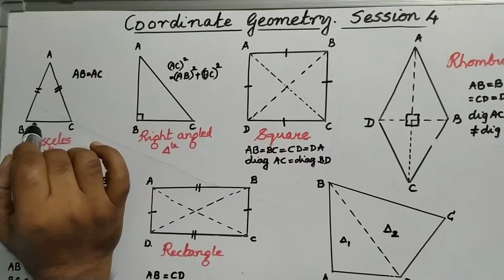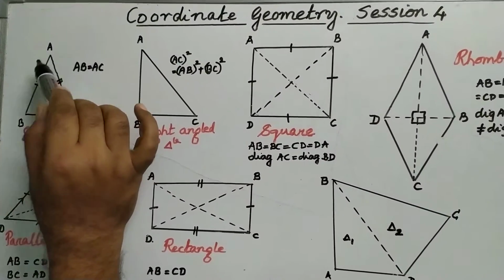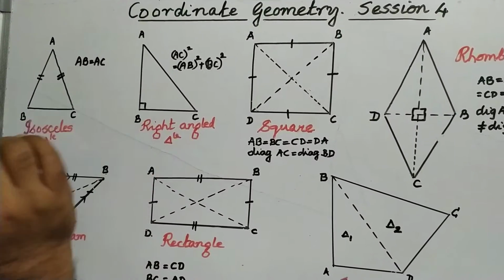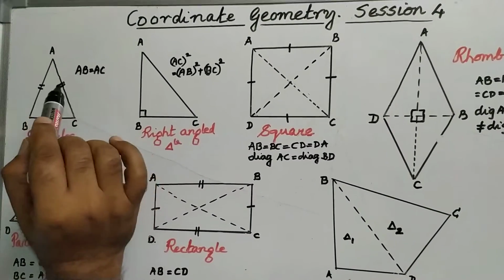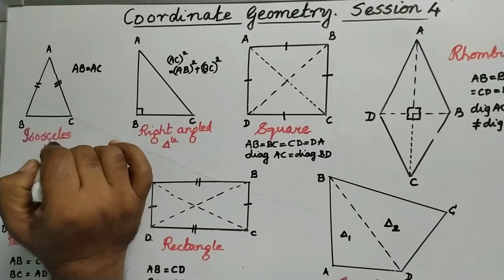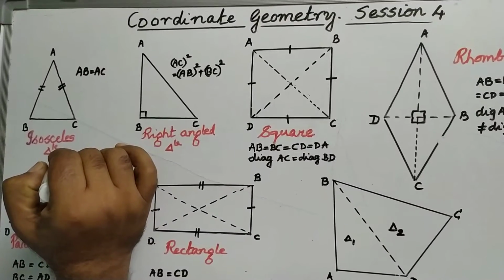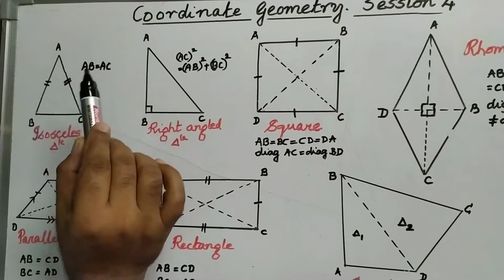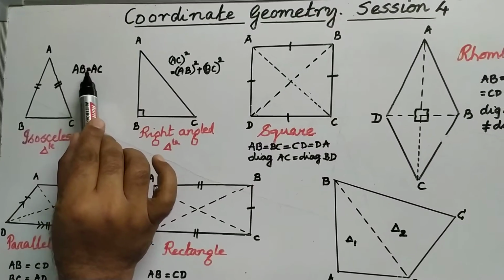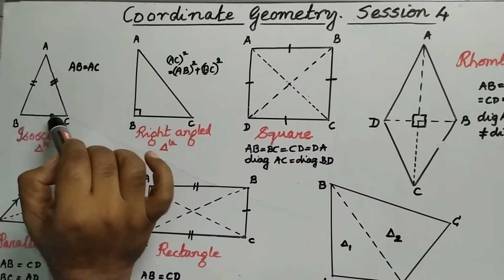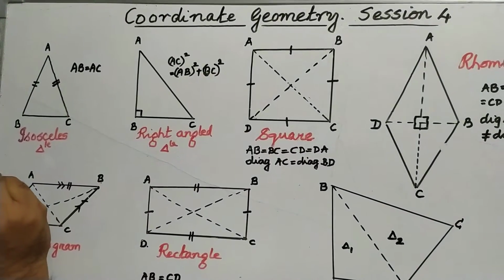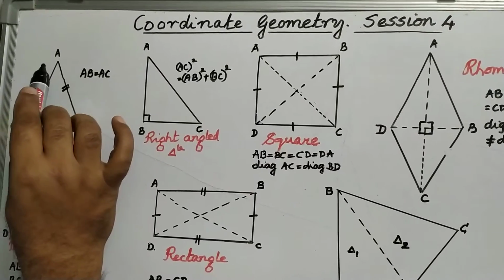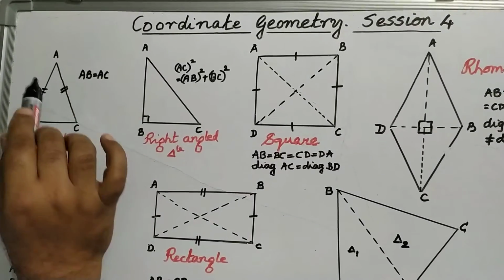Locate the three points. It's a rough figure. Find out AB, find out BC, and find out AC. If any two sides are equal, then the three vertices form an isosceles triangle. Here in this example, if AB is equal to AC, then triangle ABC will be an isosceles triangle, and we use the distance formula to find out AB, BC and AC.